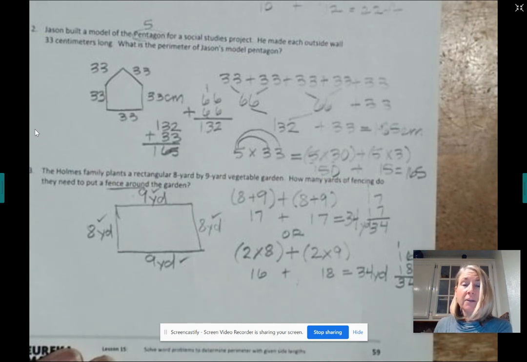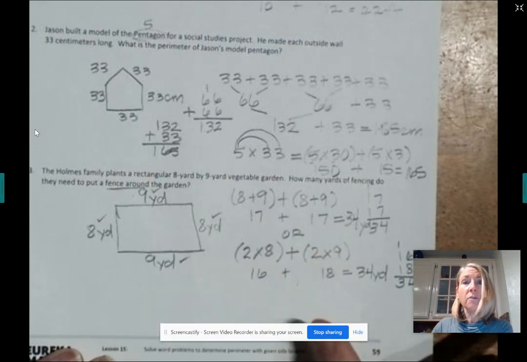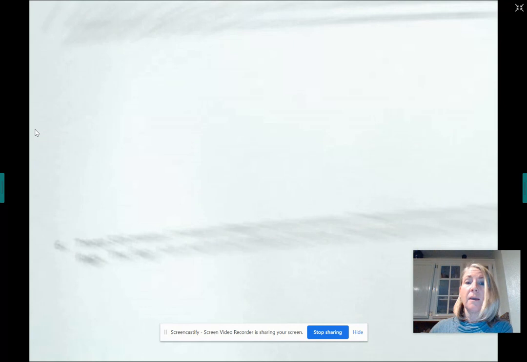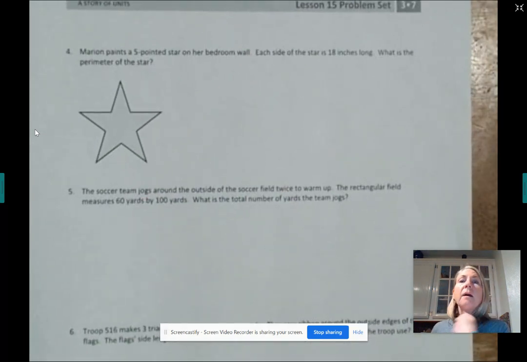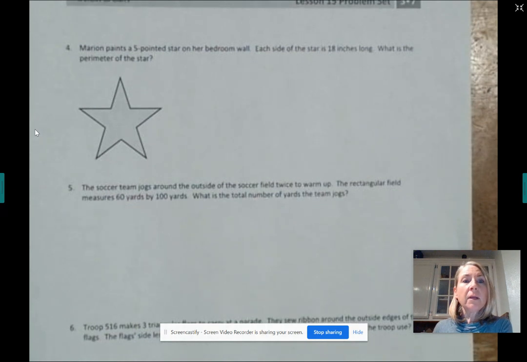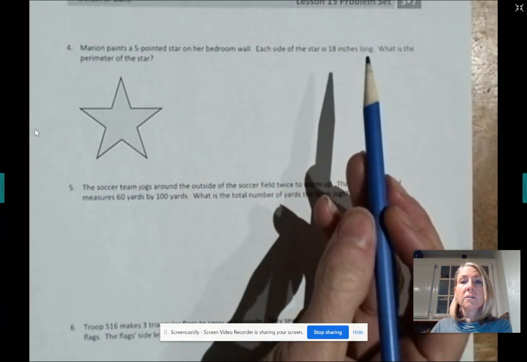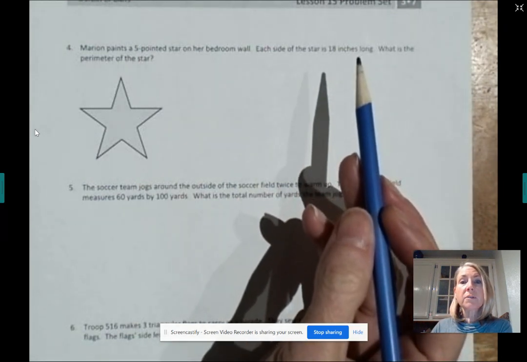Because mathematical thinkers solve things in a variety of ways. So I want you to figure out for yourself what you connect with when you reason through these problems. All right. Problem set 15. Marion paints a 5-pointed star on her bedroom wall, and each side is 18 inches long. What is the perimeter of the star?